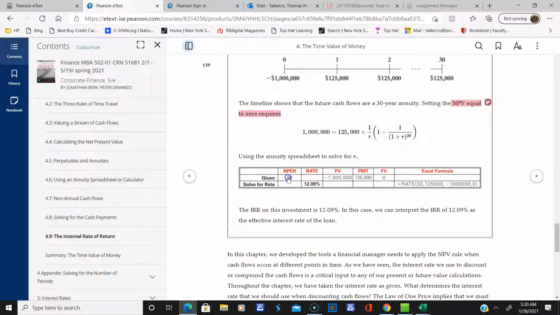We just simply go to Microsoft Excel, and we take 30. We just plug in 30 years, the initial investment right here. And we're solving for the rate. And the payment is $125,000, and the future value is 0. And it comes up with the internal rate of return on this investment is 12.09%. So that's the effective interest rate of the loan.